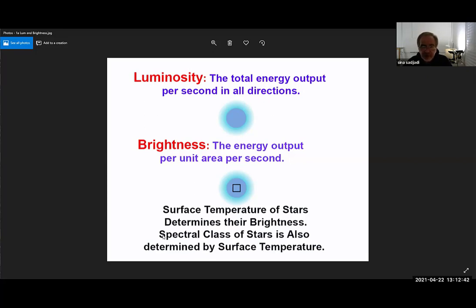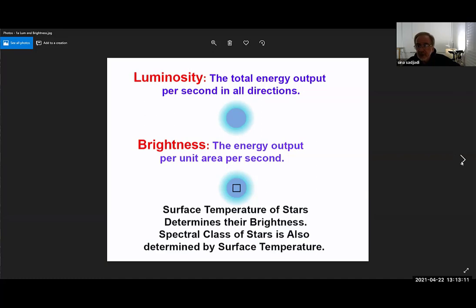Now there's something called spectral class. We classify stars according to their surface temperature, and that was the O, B, A, F, G, K, M stuff. So the spectral class is based on surface temperature. So brightness, surface temperature, spectral class, they're all the same things for a star, whereas luminosity is all the energy coming out.